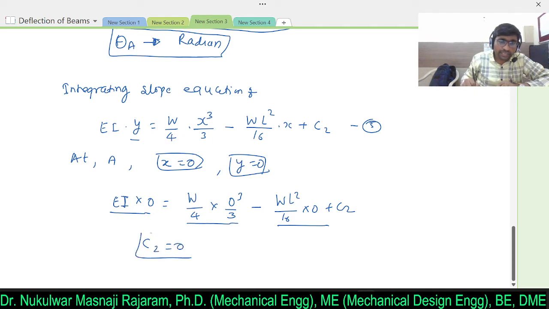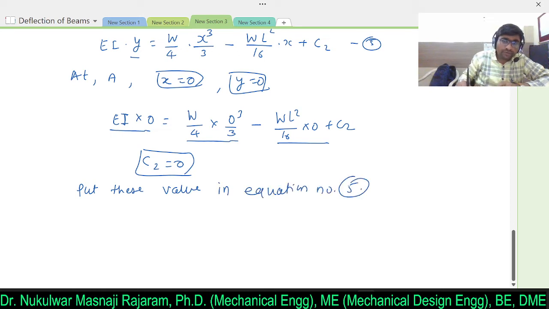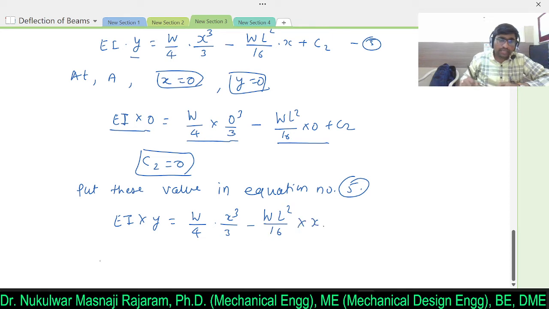So I can write directly c2 equal to 0. Now just substitute this value in equation number 5. Simple. So by putting the value I will get another equation, that is EI into y equal to W by 4 into x cube divided by 3 minus WL square divided by 16 into x.